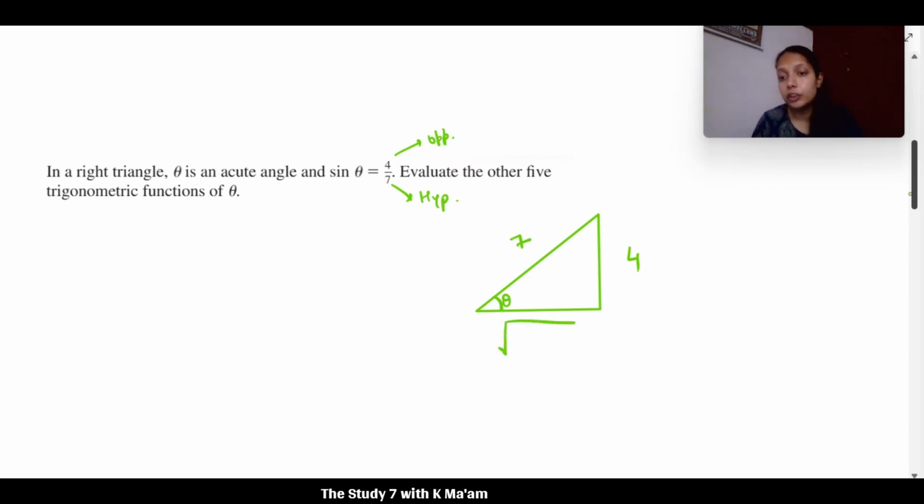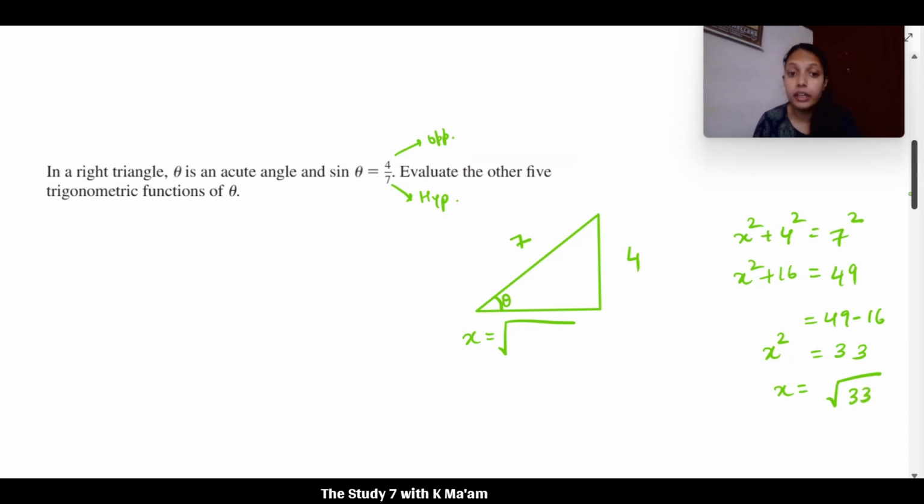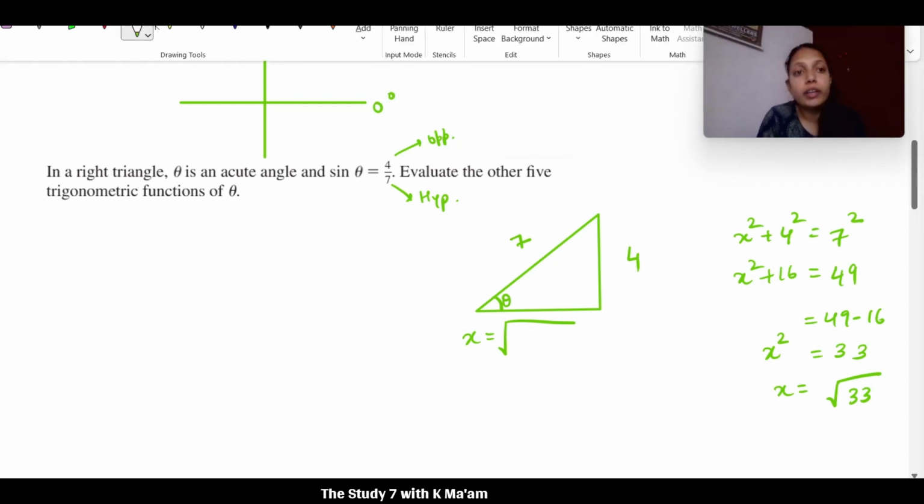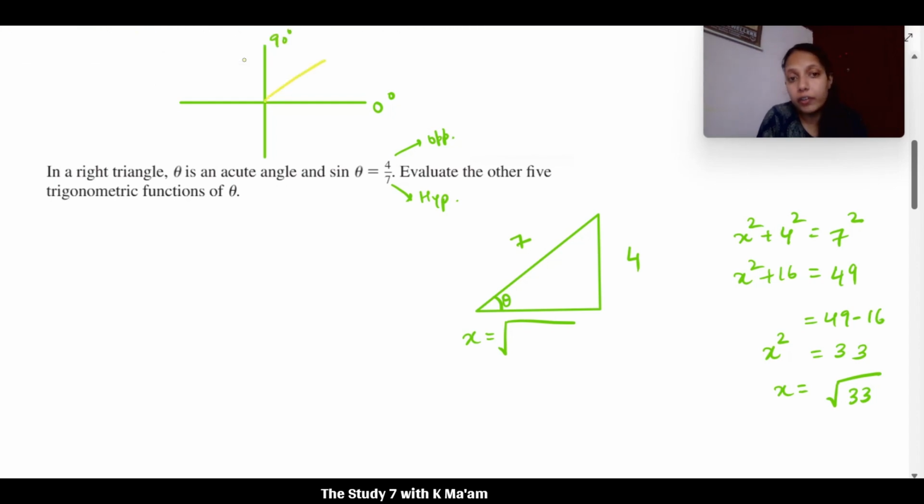Adjacent is missing, so let's take it as x. Small side squares equals big side square. x square plus 16 equals 49. I subtract 16 from both sides to get 33. x square is 33, so x will be square root 33, because it was also saying the angle is acute. Angle is acute means it is in the first quadrant, between 0 degrees and 90 degrees.